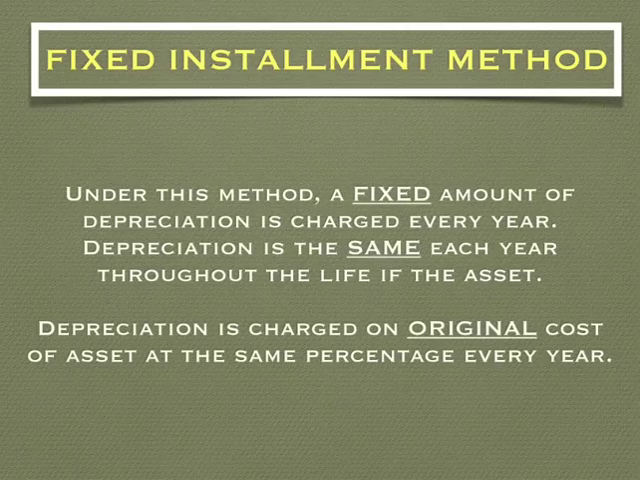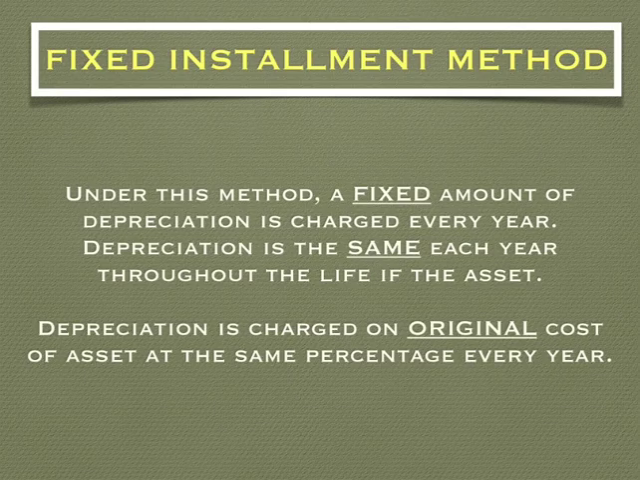Fixed installment method is a method where a fixed amount of depreciation is charged every year. Depreciation is the same for each year throughout the life of that asset. In short, we can say that depreciation is charged on the original cost of the asset at the same percentage every year.